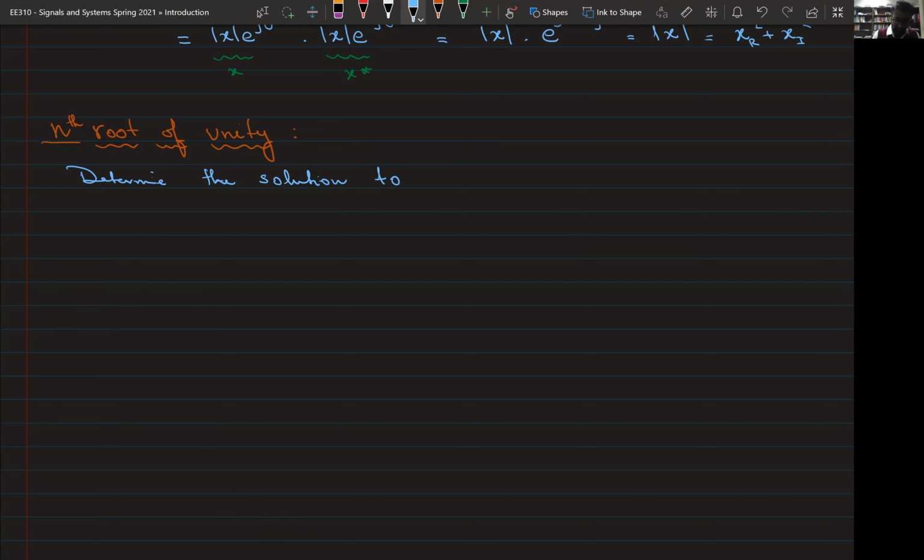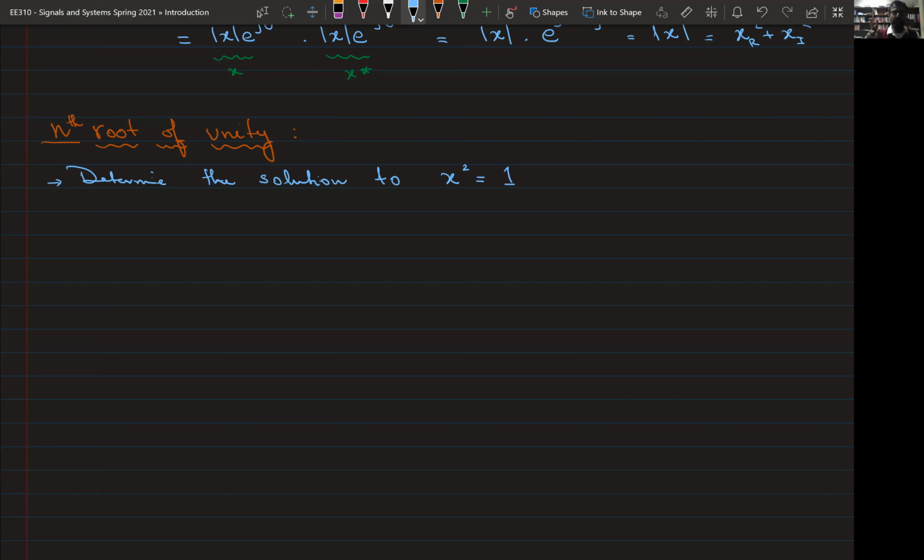If I ask you that you need to determine the solution to the following equation, which is x squared is equal to 1, in other words, determine the values of x which satisfy x squared equals 1. In other words, what are the values of x such that when you square them, you get equal to 1? So 1 minus 1. All right. So it's plus 1 and minus 1.